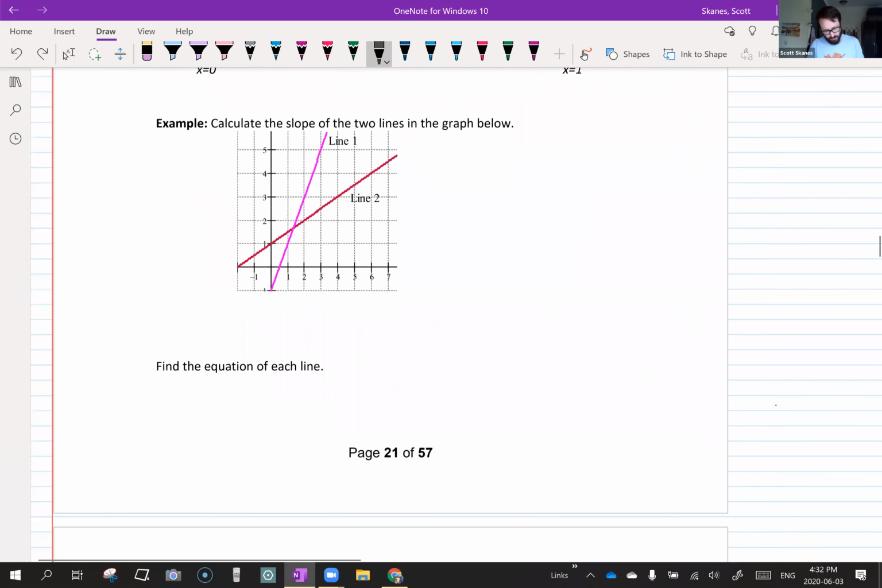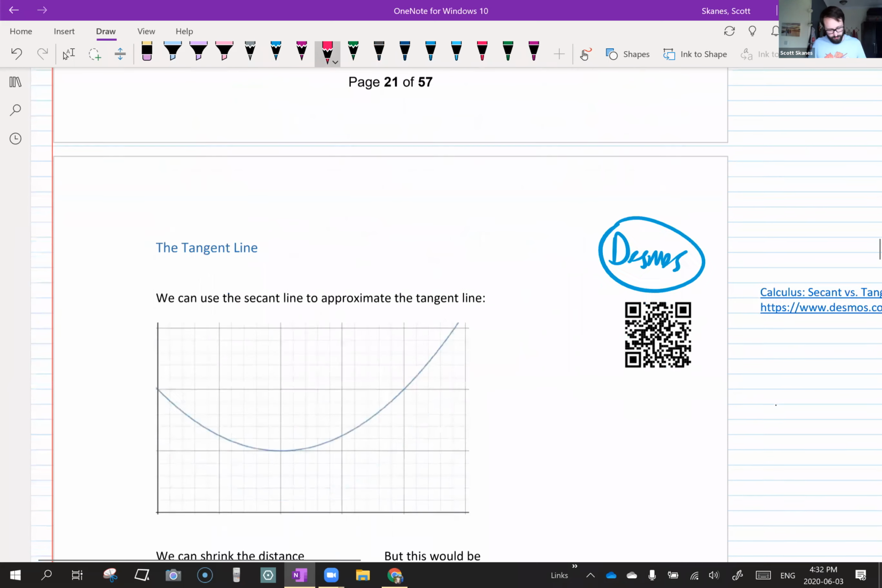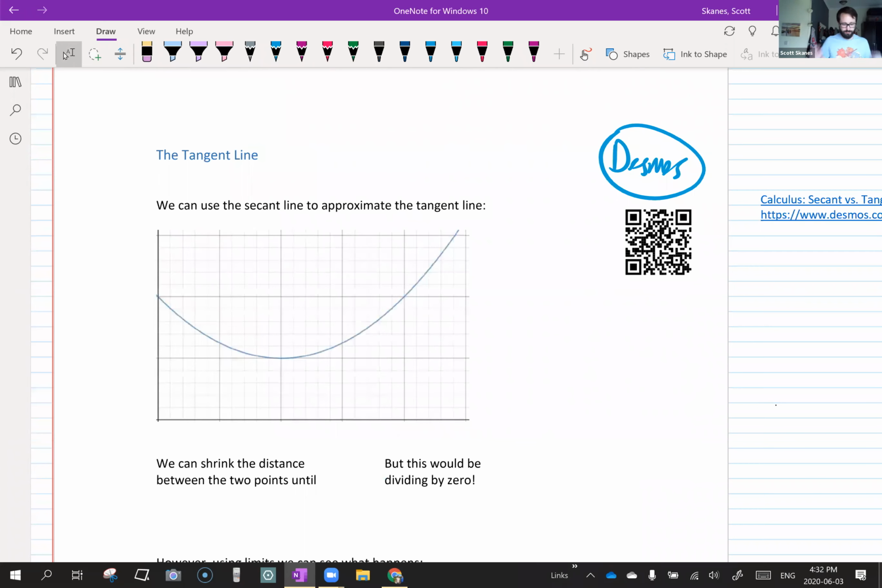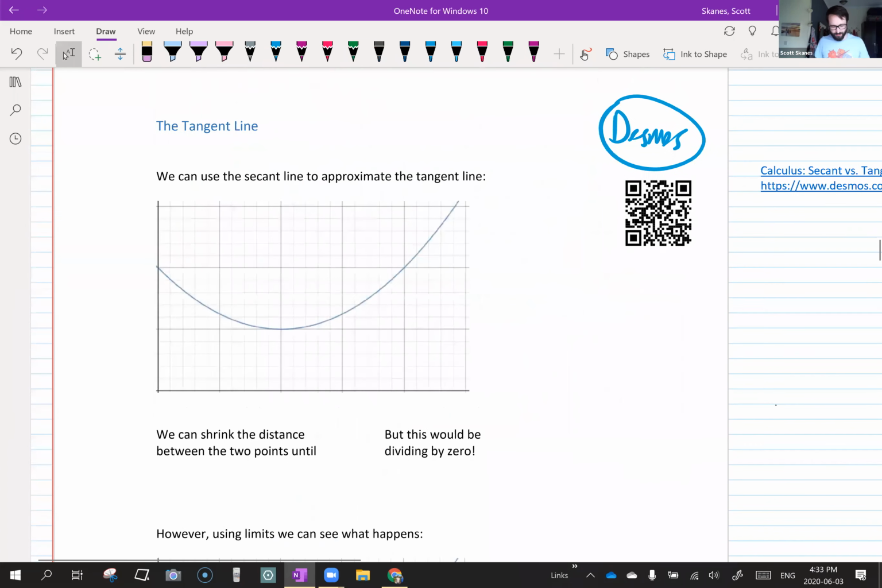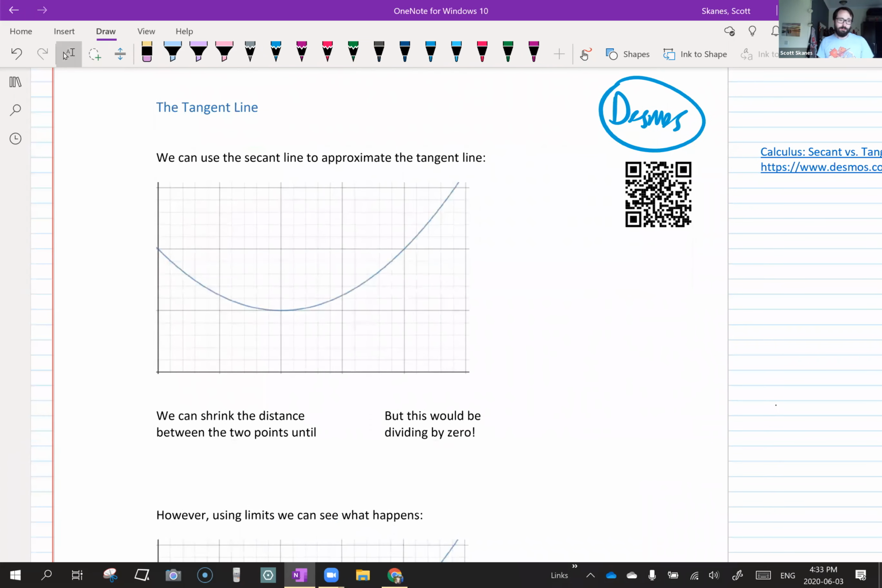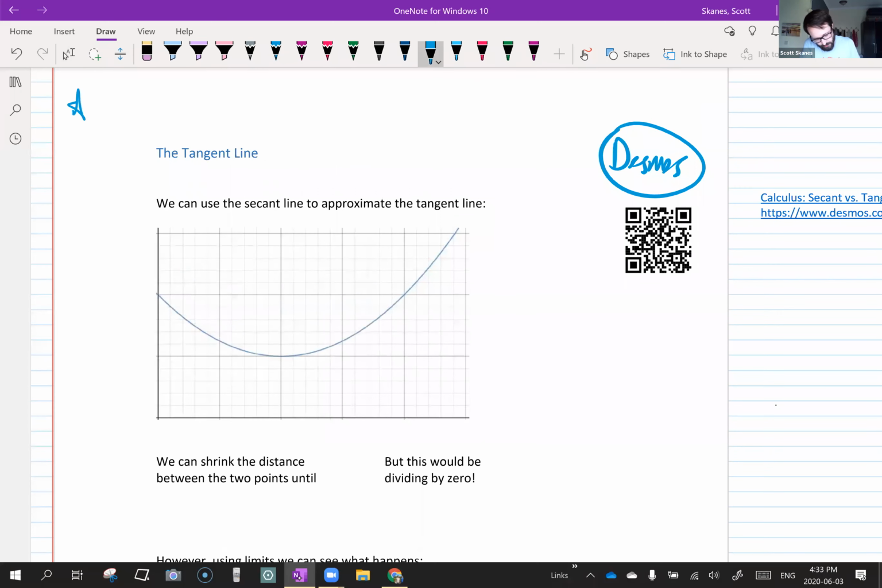It says calculate the slope of the two lines below. That could be homework. There's no need to cover that right now. We've done all that. I do want to move on to this. And this is the page that will probably haunt you for a couple days, or you can ignore it. But this is where I'm going to explain what the difference between the tangent line and the secant line are. So this is a key idea.